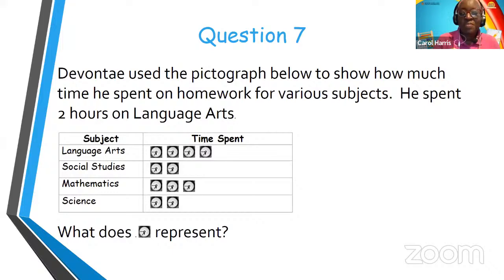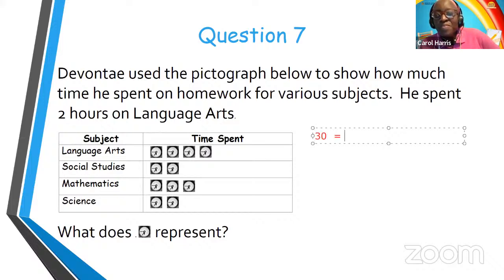Miss, it means that there are 4 clocks for language arts. So it means that 1 clock is 30 minutes, because 30 minutes plus 30 minutes is 1 hour. And there are 4 of those 30-minute clocks. So 1 hour and another 30 minutes is 1 hour and 30 minutes, plus another 30 minutes is 2 hours. So that is the answer, 30 minutes.